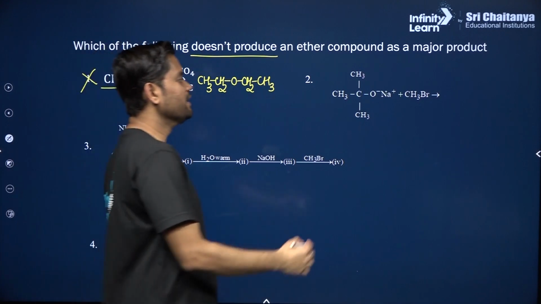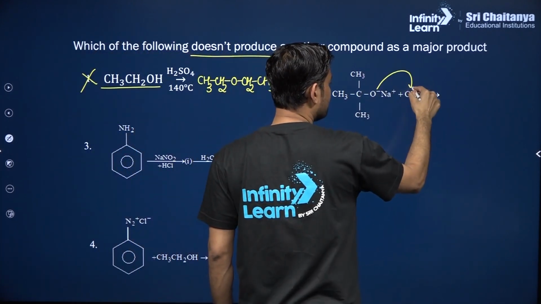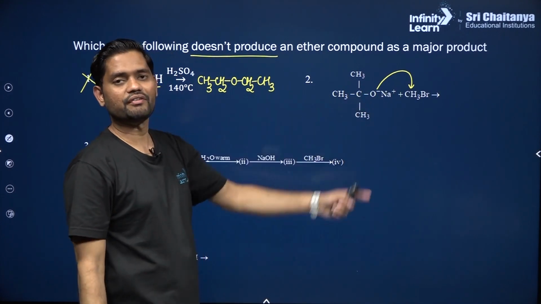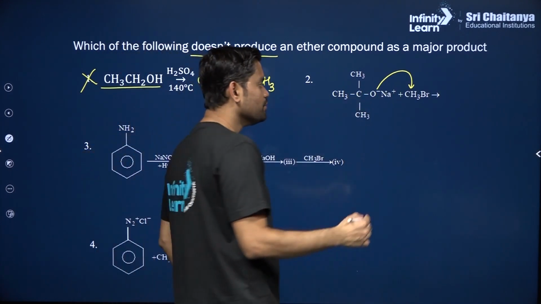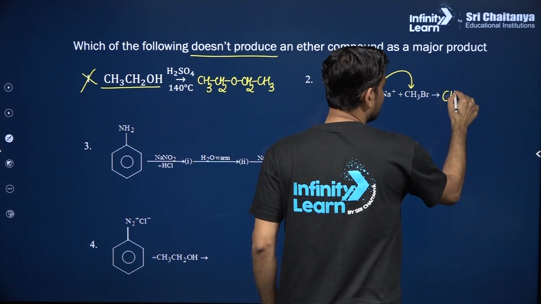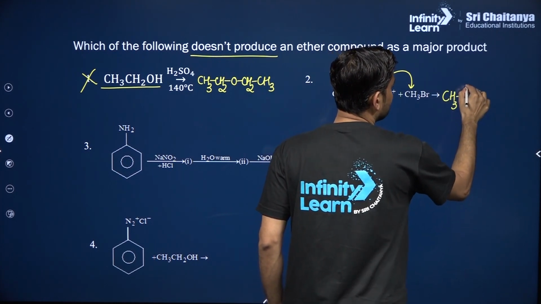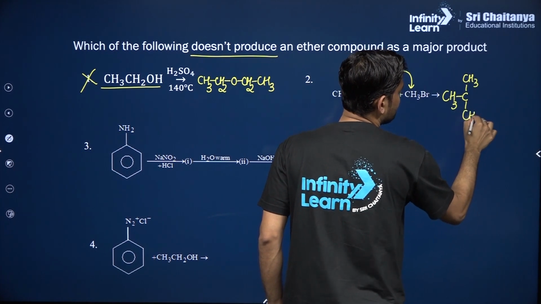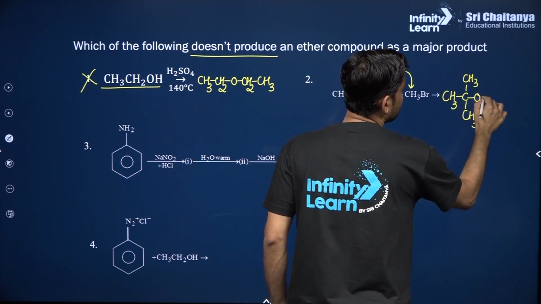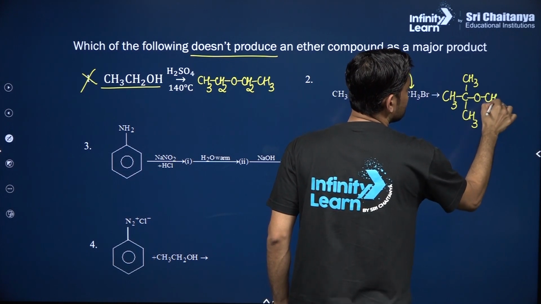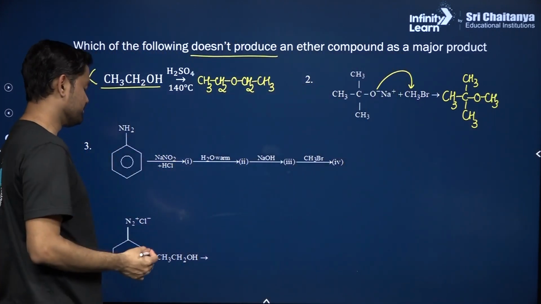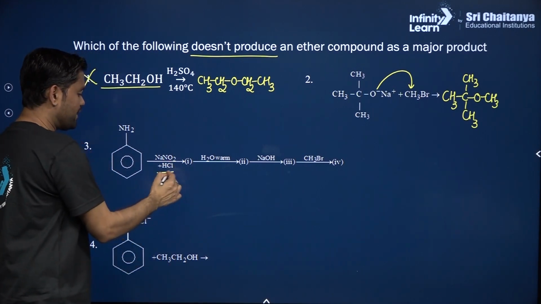Okay, over here it will give you what? Williamson synthesis. Alkyl halide is 1 degree. It is an alkoxide, so it will undergo SN2 reaction mechanism to give you the product. Again clear? Then this one, the first step is diazotization process.